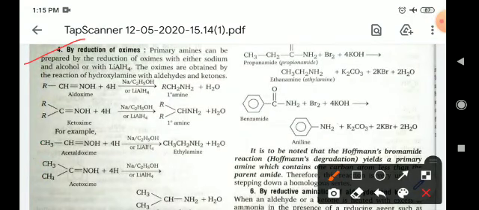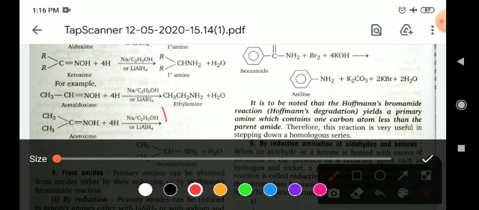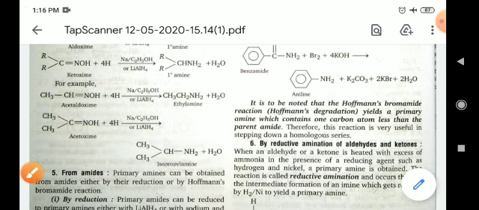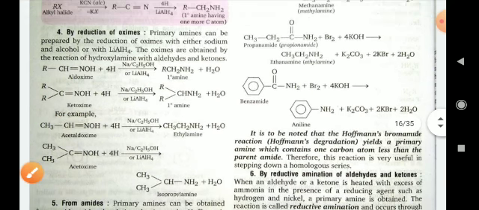Now, by the reduction of oximes. RCH=NOH is basically known as an aldoxime. On reduction with 4H in the presence of sodium and C2H5OH, it will convert into RCH2NH2. You can see another reaction, secondary oximes. If you take the secondary oxime, then a primary amine will form. So these are the other reactions by which you can reduce oximes and convert them into primary amines.